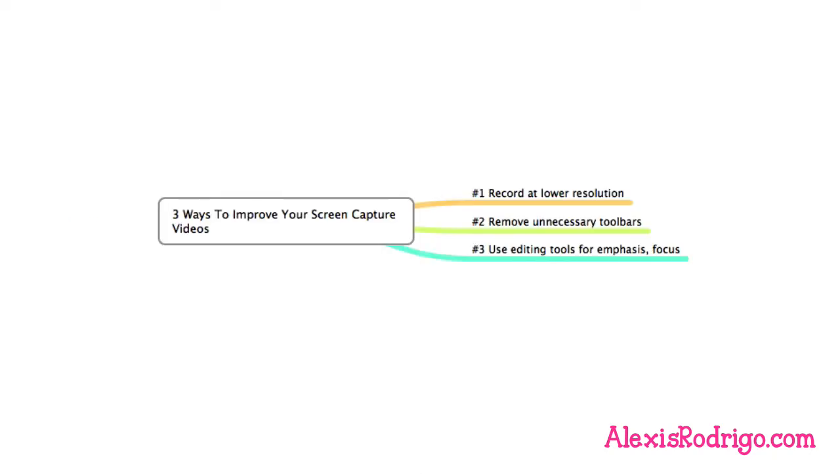Now, if I were recording on my laptop, I would have probably a different setting as well. So as I said, you have to find a sweet spot for that particular screen that you're using. And to make sure that your output or your final video is high def, just make sure to export using high def settings. Okay, now tip number 2 is to remove unnecessary toolbars.